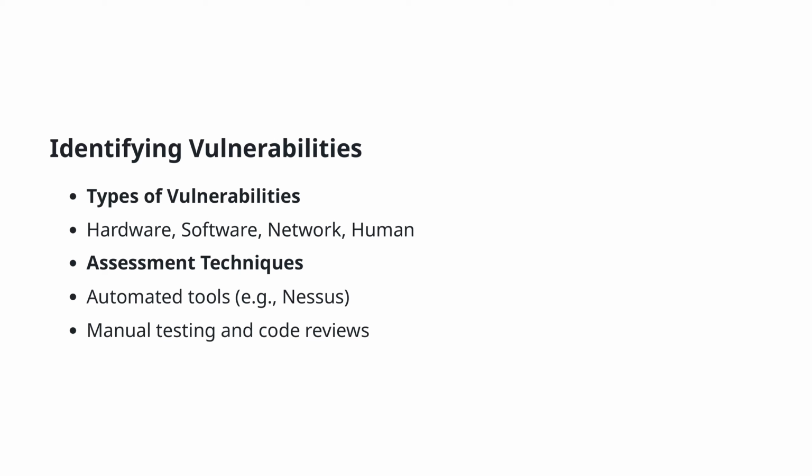In this slide, we delve into the process of identifying vulnerabilities within a system. We categorize vulnerabilities into four main types: hardware, software, network, and human. Each category requires different approaches and specific tools for effective identification and mitigation. Assessment techniques play a crucial role in uncovering these vulnerabilities. One common method is the use of automated tools like Nessus, which can scan systems for known issues. Additionally, manual testing and rigorous code reviews are essential to catch vulnerabilities that automated tools may overlook. Both methods are integral to building a robust security architecture.